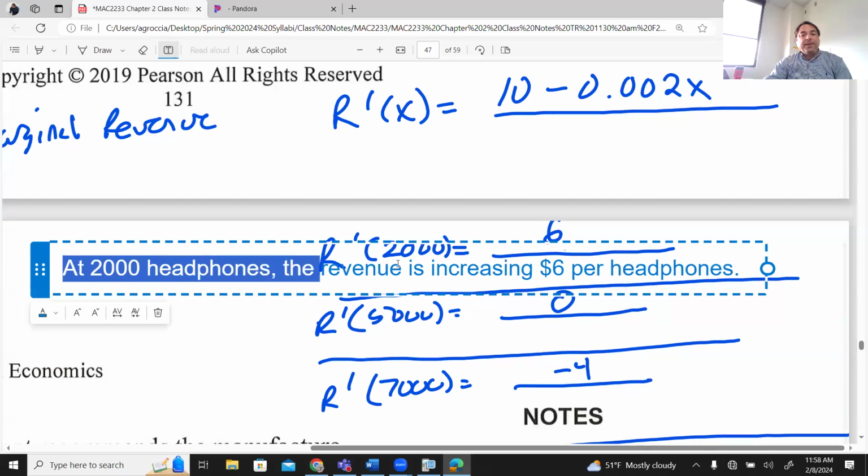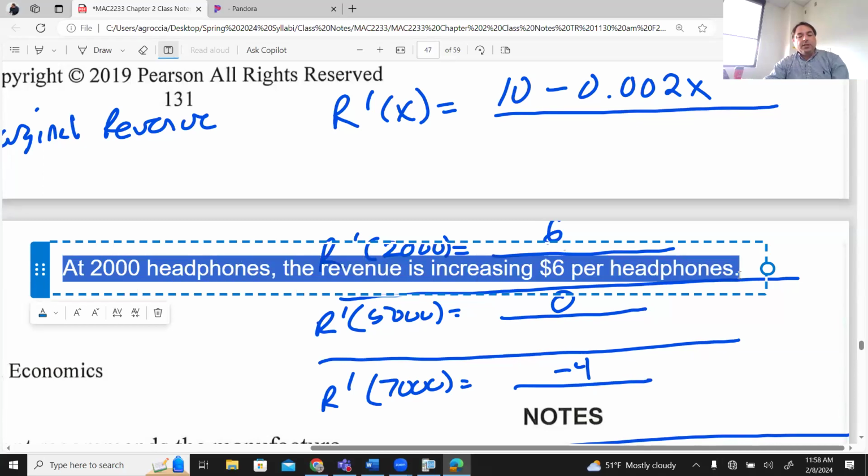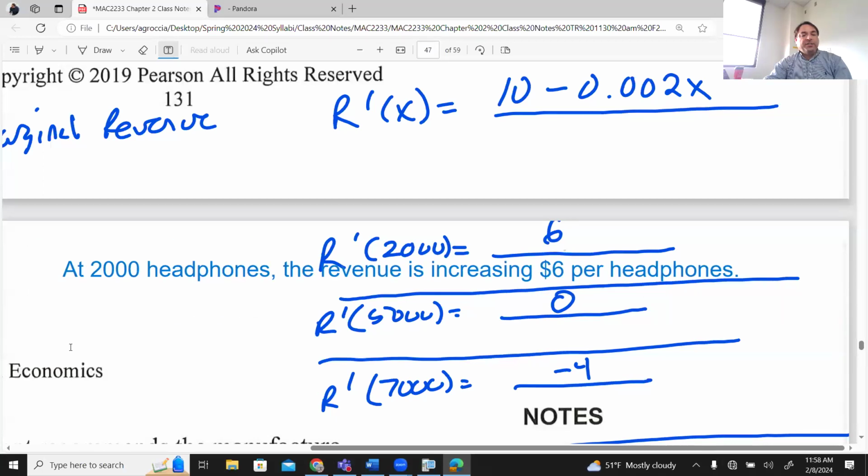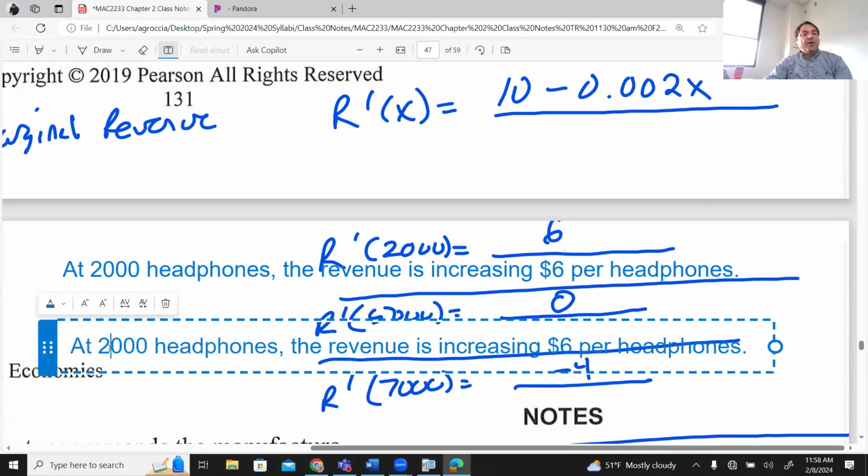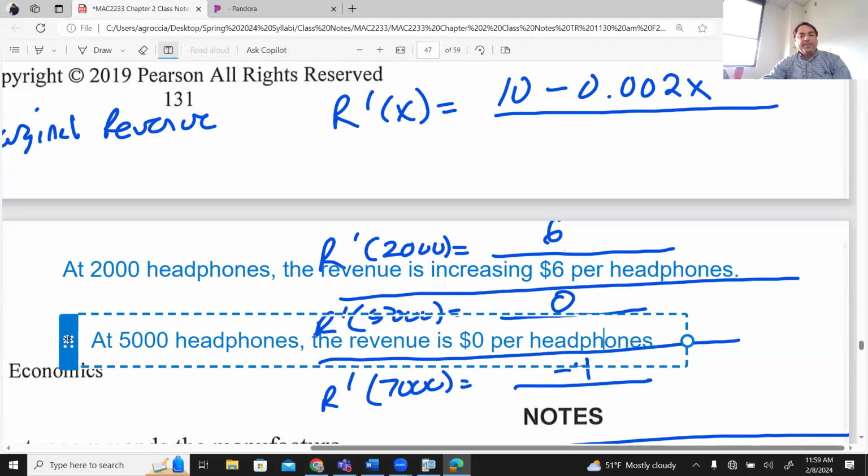I'm literally copying this sentence. Copy. And I'm going to paste it right here. And now I'm going to say at 5,000 headphones, the revenue is 0. So it's not increasing or decreasing. It's now $0 per headphone. Get the idea.